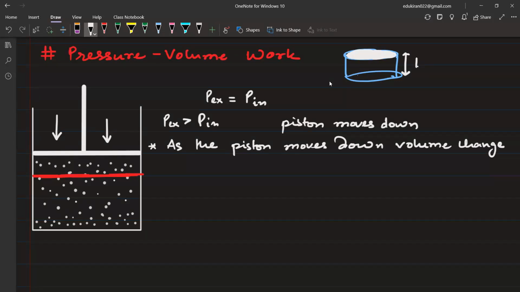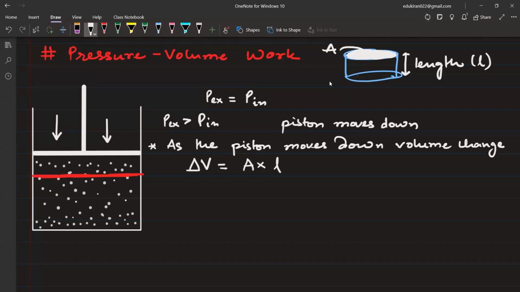This is the length in which the piston has moved. Is it clear? This is the area, and area into length will be equal to the volume. So if I talk about the change in volume, this much change in volume is present, and it will be equal to the area of the piston multiplied by the length. Is this clear till here?